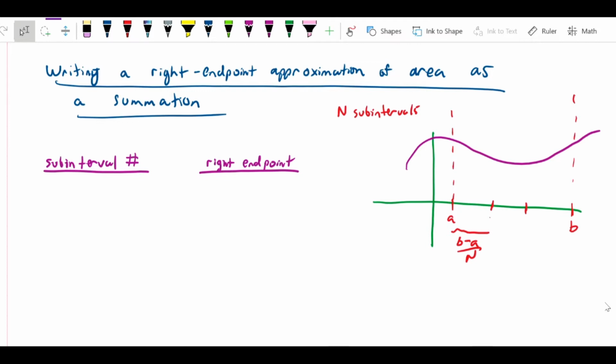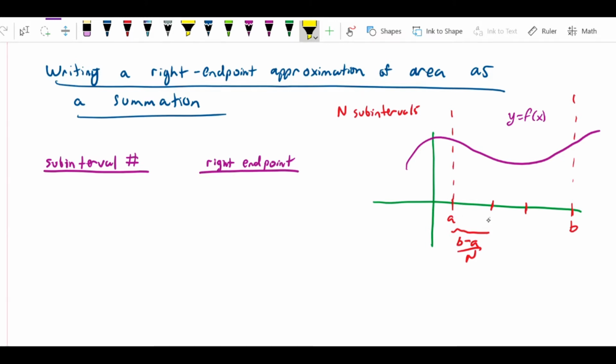So let's suppose that we just have some arbitrary function, which I'll just call y equals f of x. We don't know what it is. We just know it's a function, and we want to find its approximate area on the interval AB using n subintervals. We don't know how many subintervals there are. Well, the thing to observe here is that, first of all, the length of each subinterval is going to be the length of the total interval divided by n.